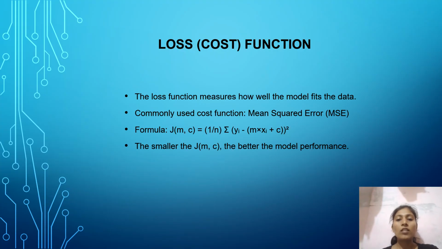To know how well our line fits the data, we use the loss function. The most common loss function is mean squared error, also called MSE. It calculates the difference between the actual value and the predicted value. If this loss value is small, it means our prediction is good. So our goal is to reduce this loss value as much as possible.